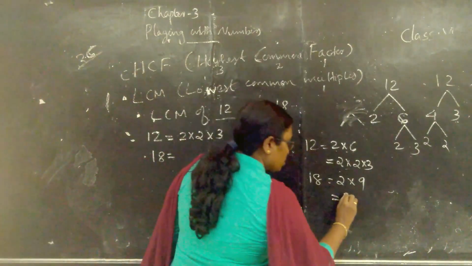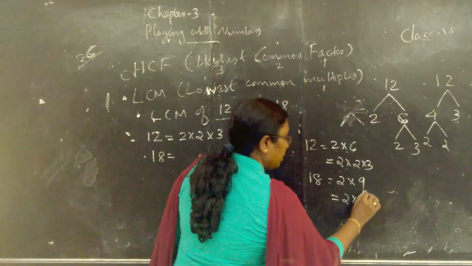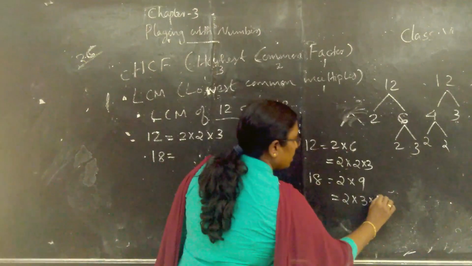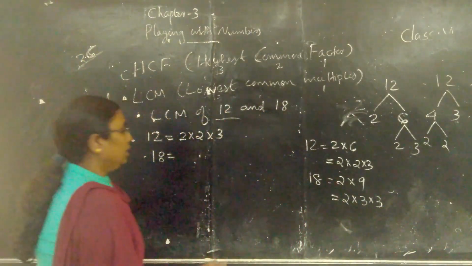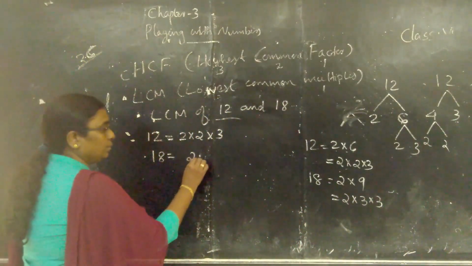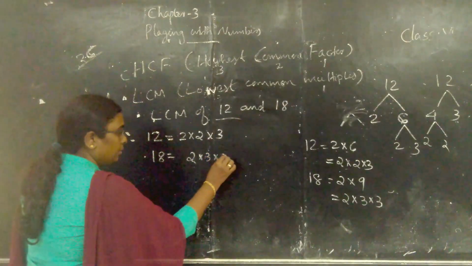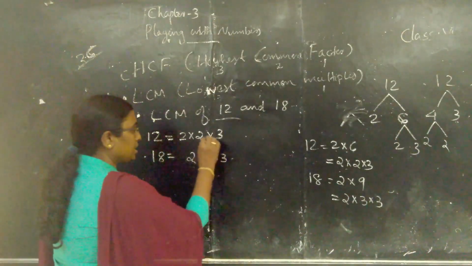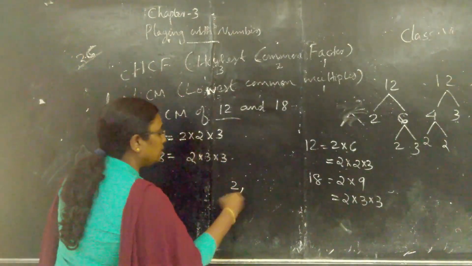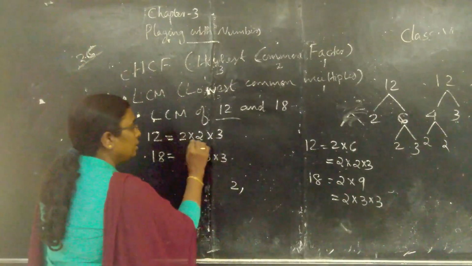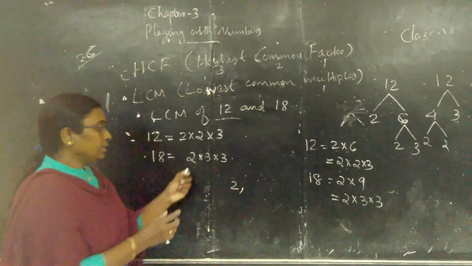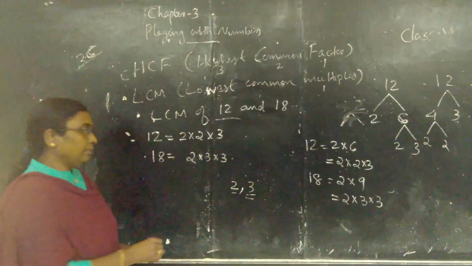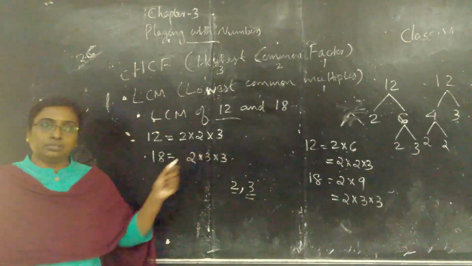2 is a prime number, so 2 into 3 is not a prime number, so 9 is not a prime number, so 9 equal to 3 into 3. Therefore, 18 equal to 2 into 3 into 3. Here, the prime factors in both the numbers are 2 and 3. Here also the prime numbers are 2 and 3. 2 and 3 are the prime numbers included in this factorization.